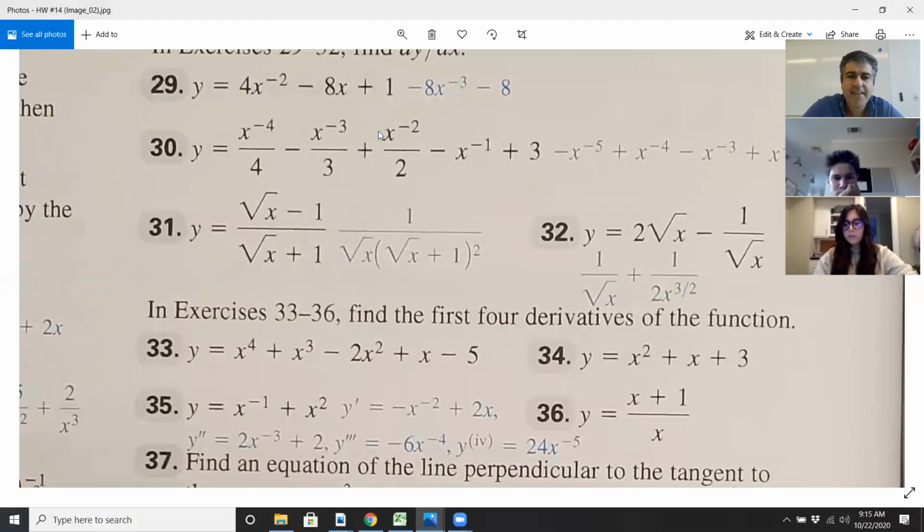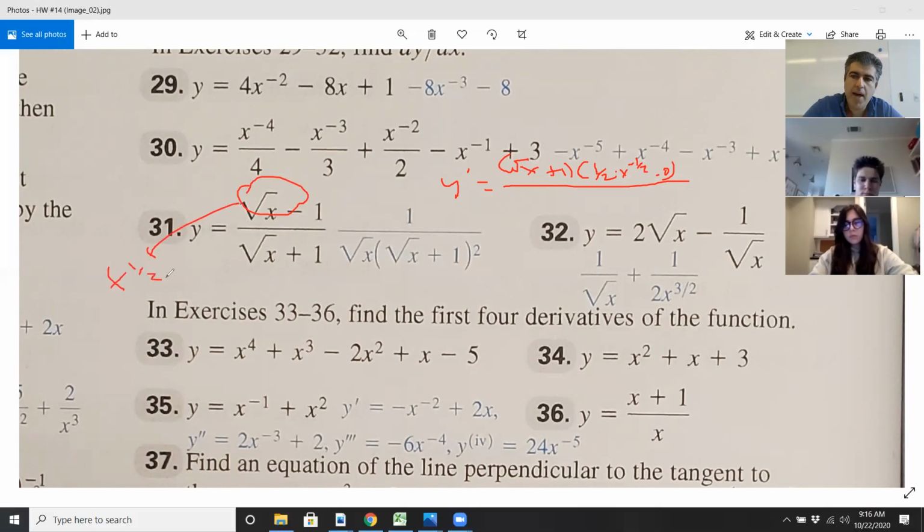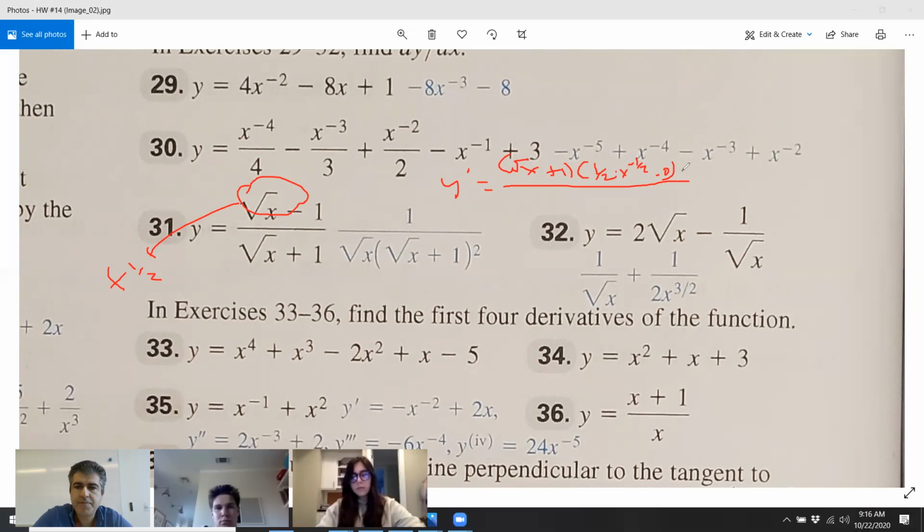31. Oh boy. Okay, so quotient rule, right? y prime is going to be low d high, which is going to be 1/2 times x to the -1/2 minus 0. Remember, that's x to the 1/2 power, right? So you move the 1/2 to the front and then drop the exponent by 1, or 1 over 2 root x, we've talked about that. Minus the high times d low, which is 1/2 x to the -1/2 again, plus 0, all over the low squared.